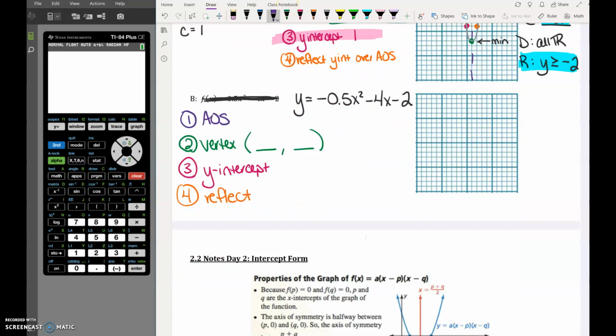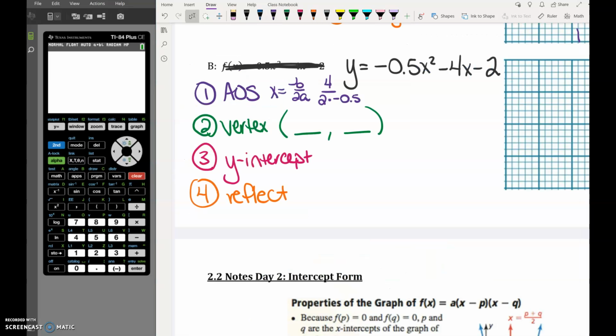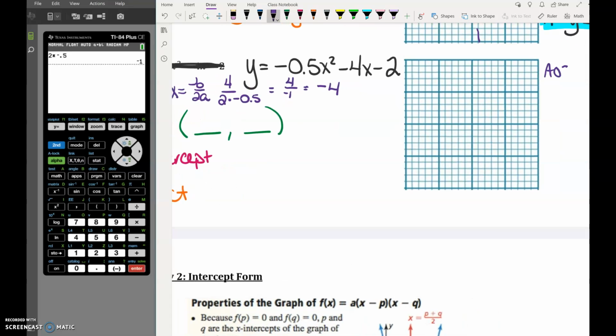Okay, let's try this problem together. First step, axis of symmetry. The formula for that is opposite of B over 2A. So what is our B value? Our B value is negative 4, so we need to put in positive 4 over 2 times negative 0.5. If you're doing this in the calculator, do 2 times negative 0.5 first, negative 1. So this is 4 divided by negative 1. That means our axis of symmetry is at negative 4. So our axis of symmetry is x equals negative 4. And let's draw that dashed line in that will help us later on.